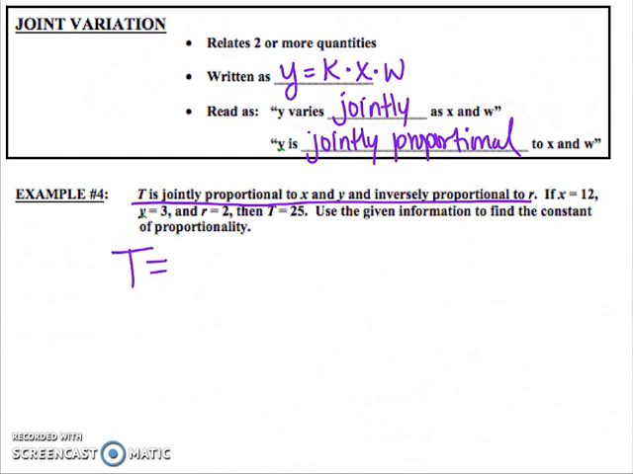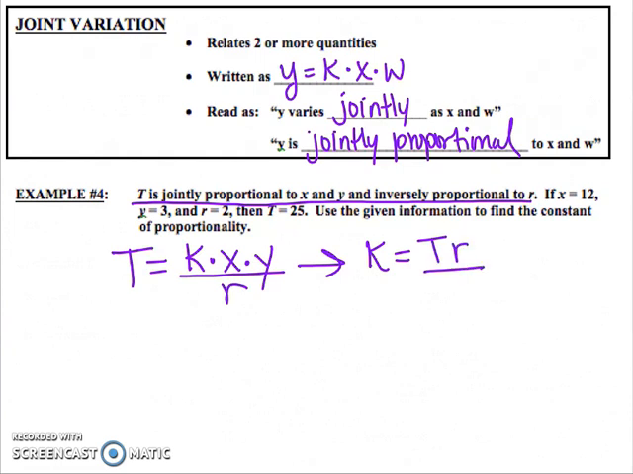T is, so T equals, it is jointly proportional, so K times x and y. And it's inversely proportional to r. So that means r has to go on the bottom. So now we have our equation, okay? To find K, K is going to be equal to T times r divided by xy.